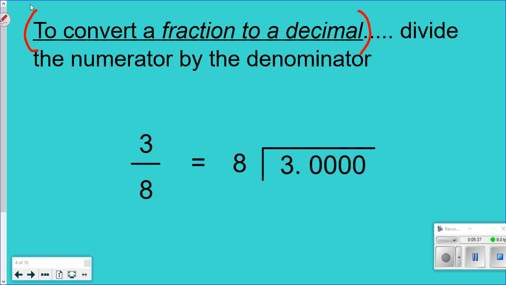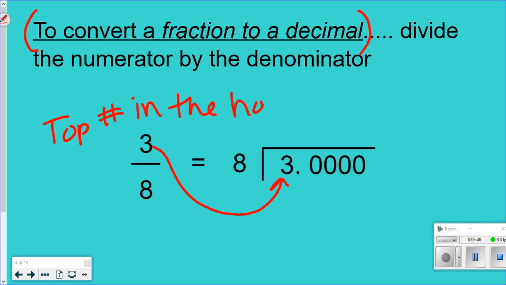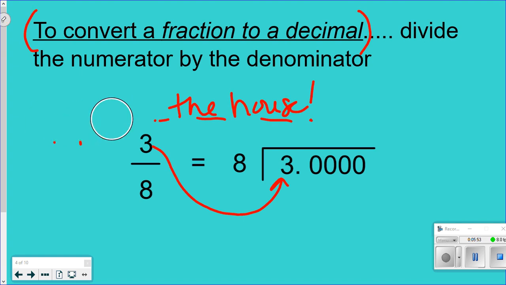So if you're going to figure out what 3 divided by 8 is, 3 is going to go inside the house. The top number is always in the house. That would probably be something you need to write down. Top number in the house. That is like the biggest thing. Then 8 on the outside. Then you can start to do your division.